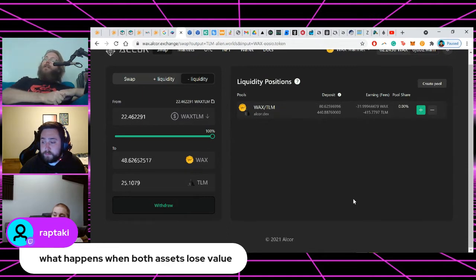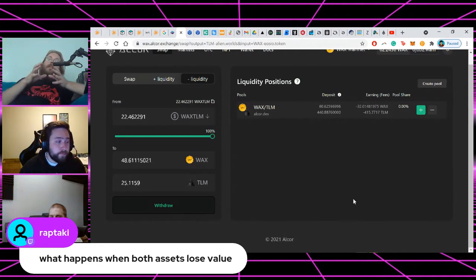They want to know what happens when both assets lose value as well. Okay, so when both assets lose value, then obviously it depends. The impermanent loss is calculated in a sense where you're talking about both assets valued in a third asset, which is a base currency. So right now, if we're talking about Wax and TLM, the base currency could be dollars, because I usually deal in dollars.